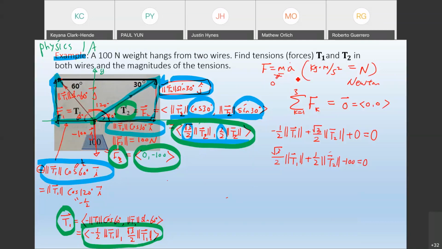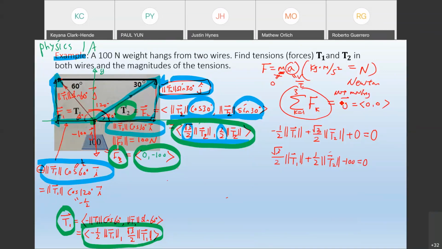Acceleration means velocity over time, right? Time is changing, but you're not moving. What do you think the acceleration should be? It's 0. It's not moving. No motion.